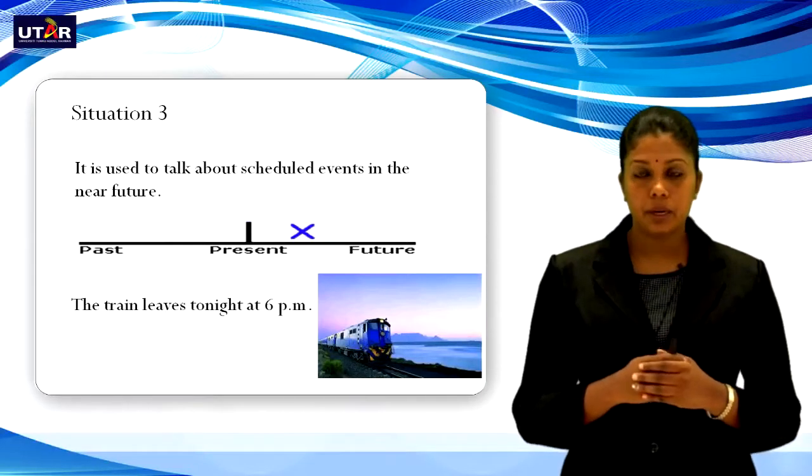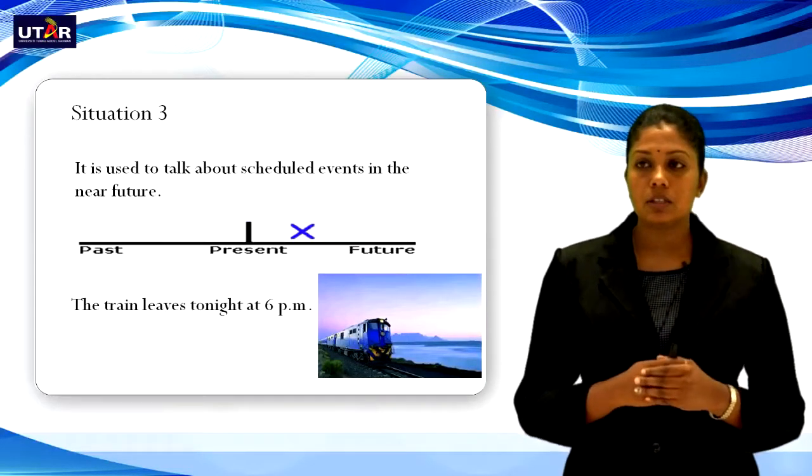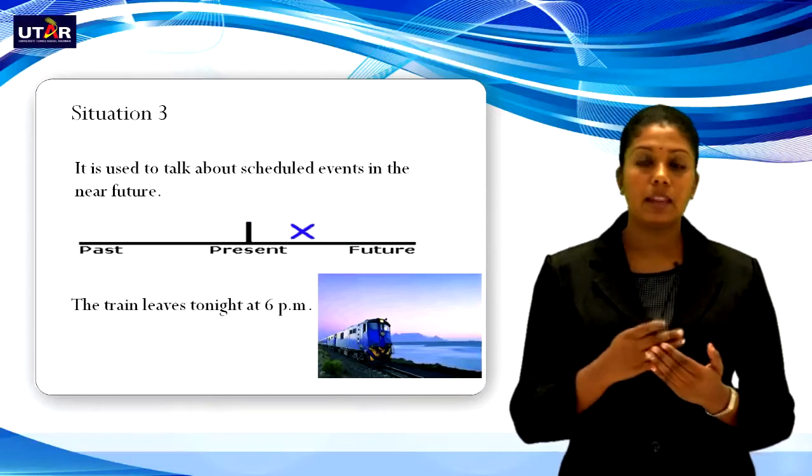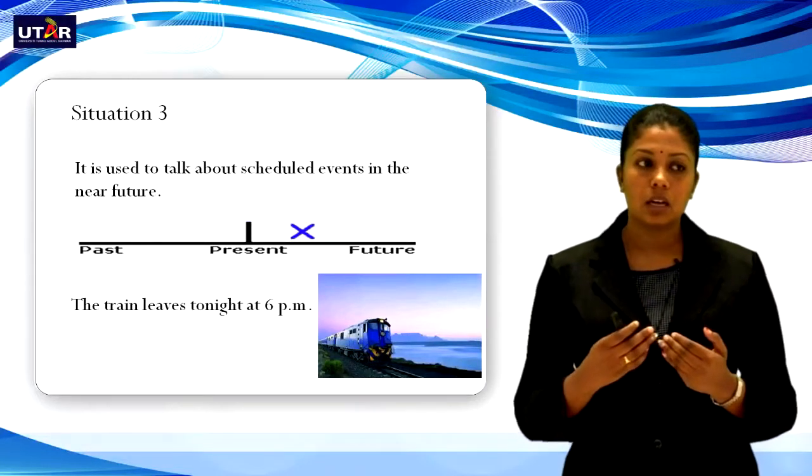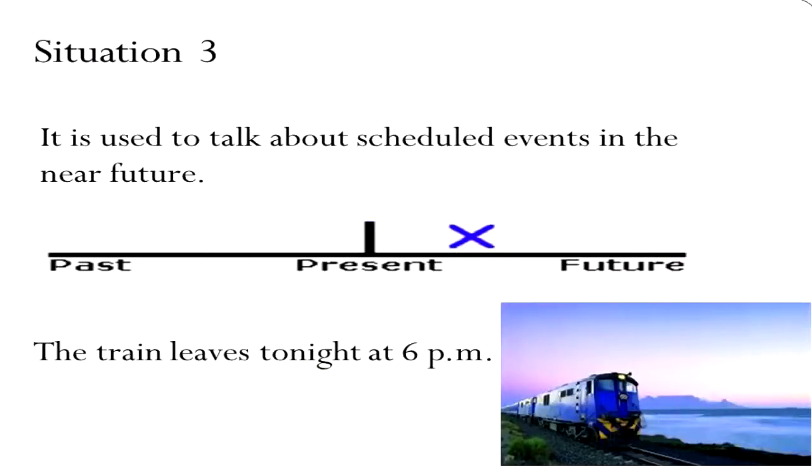Moving on to situation 3. It is also used to talk about a scheduled event in the near future. So we can also use present simple tense when you're talking about timetable, scheduled events. Let's look at the example. The train leaves tonight at 6 p.m. So tonight 6 p.m. is near future and it is a scheduled event. So we use simple present tense. The train is singular, so we use the verb leave with S, leaves.